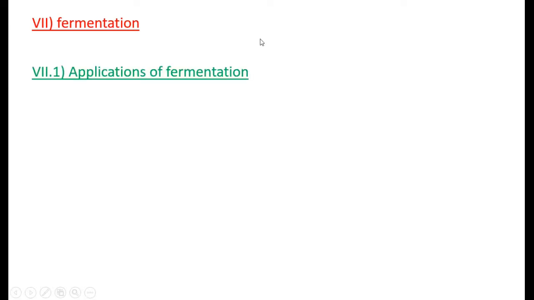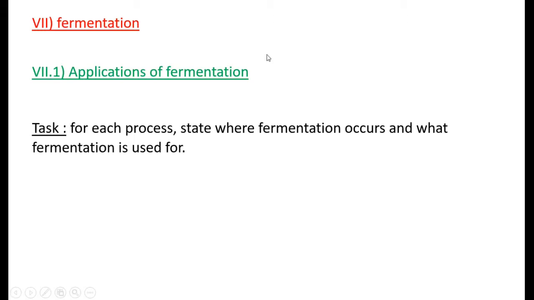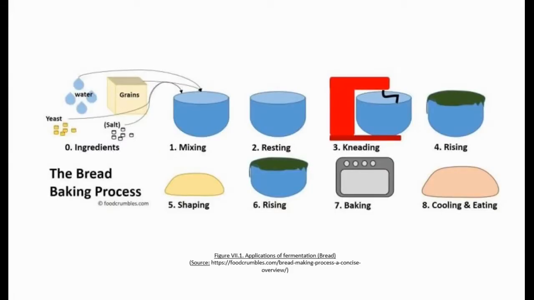And you will discover that to make this cheese, fermentation is going to be used. Therefore, in this chapter, we're going to talk about fermentation. Number 7, fermentation. The first thing we're going to look at are the different applications of fermentation. We'll see different examples, and for each process, we'll have to state where fermentation occurs and what fermentation is used for. The first example we're going to look at is how bread is made.